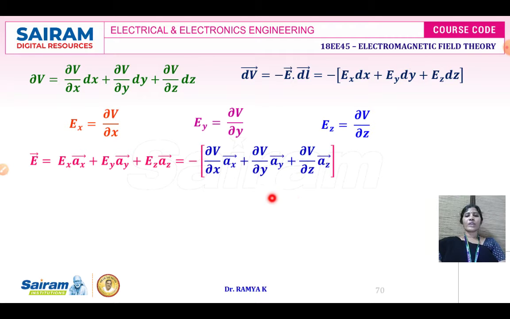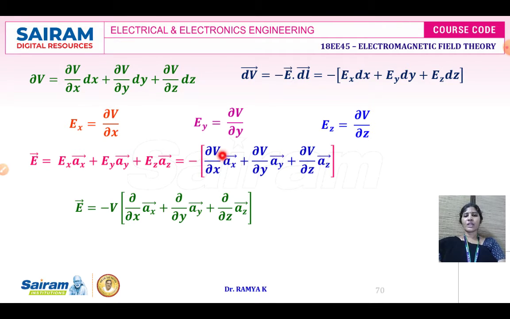Then we can substitute it: Ex Ax plus Ey Ay plus Ez Az is the value of your E vector, which is equal to minus the dou V vector. Once it is done, E is equal to minus of V. In all the three terms, V is common, so we can take V outside: dou by dou x into Ax plus dou by dou y into Ay plus dou by dou z into Az.